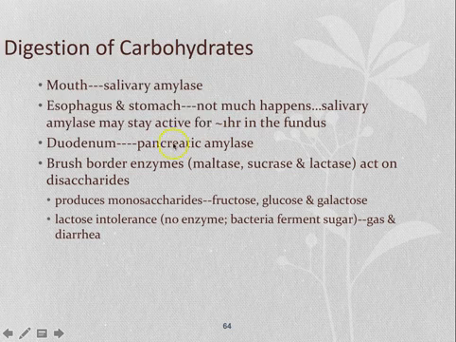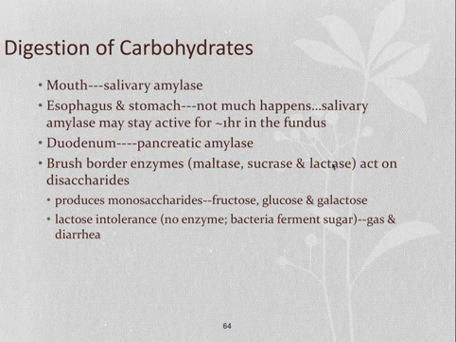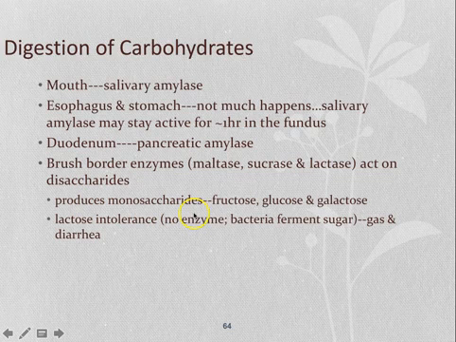In the duodenum, remember, we're releasing pancreatic amylase, which helps continue that digestion of carbohydrates. But then in the actual small intestine, we have something called brush border enzymes. So now we're in the small intestine, and these brush border enzymes are maltase, sucrase, and lactase. So we're really down to an almost totally broken down form of carbohydrates. These are going to produce monosaccharides: fructose, glucose, and galactose.